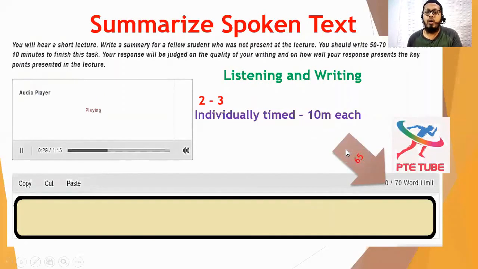It also specifies the word count you will have to write. You will have to write somewhere around 65 words, not less than 60 or 50. Whatever summary you prepare here should be around 65 words, and you will get 2 to 3 of these. It's important to note that each one is individually timed, that is 10 minutes each.